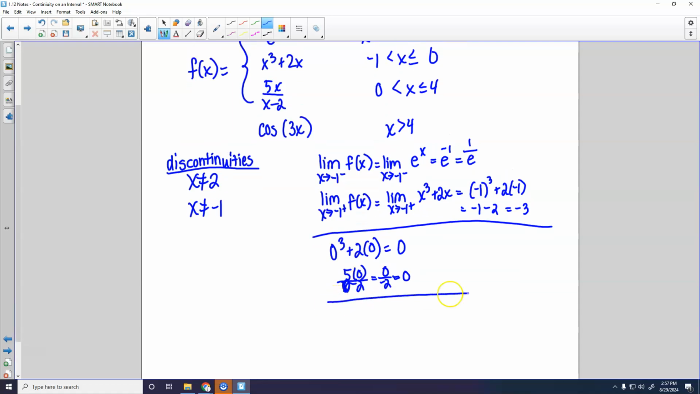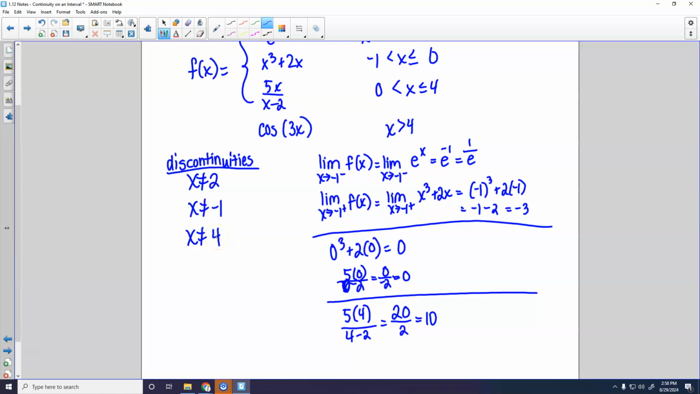Then I want to check 4. So I would do 5 times 4 over 4 minus 2. That's going to give me 20 over 2, which will be 10. And I don't even really have to do the last part. If I do cosine of something, am I going to get 10? What's the biggest number I'm going to get if I do cosine of something? 1. That highest number you have on your unit circle is 1, right? So I am going to have a discontinuity at 4.